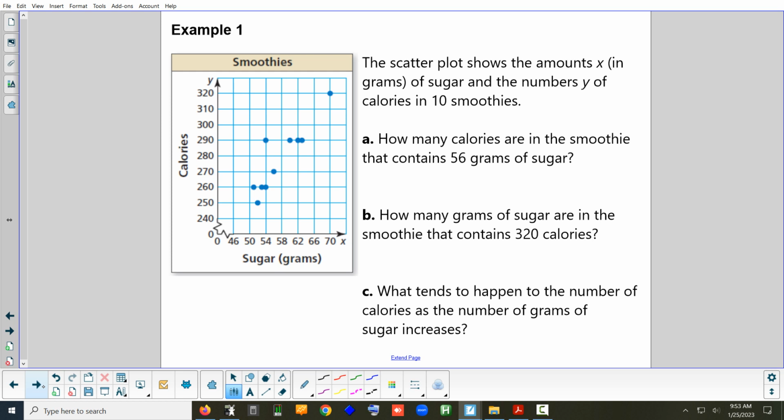So what you want to do is go over to where you think 56 is, and then go up on the graph till you find it, and then go left, and that tells you how many calories. Yeah? 270. Yep, I'd say 270.